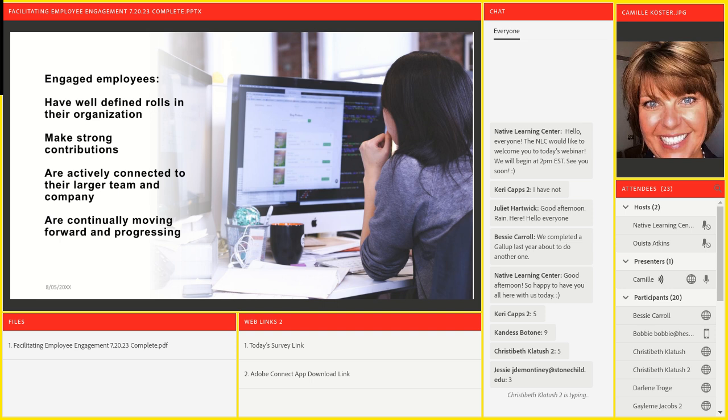The second thing to go from satisfaction to engagement is to ensure that your employees are making a strong contribution, that you have set the stage for them to step into making a strong contribution.